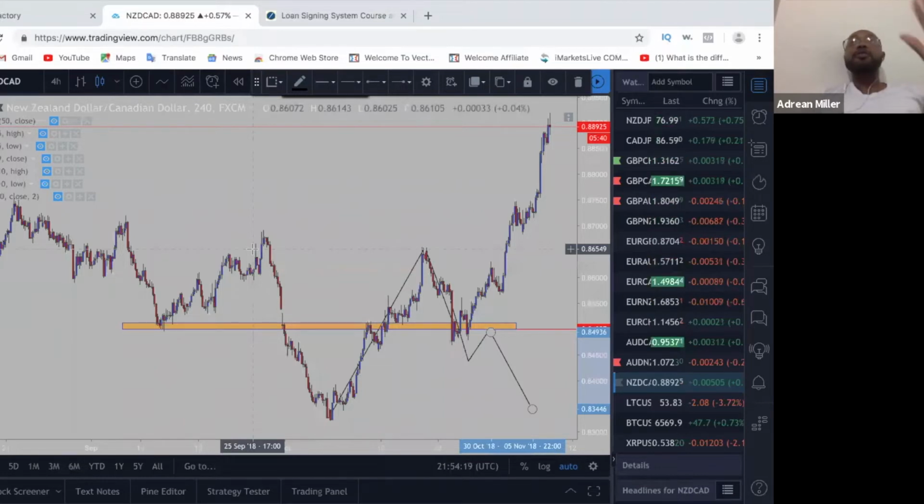Think about a physical structure. Think about a house. All right. Support. What is a support beam? What is your support? Your floor, right? Resistance. What is resistance? Your roof. So that's why they have this name for structure, right? Structure is support and resistance going in a direction.